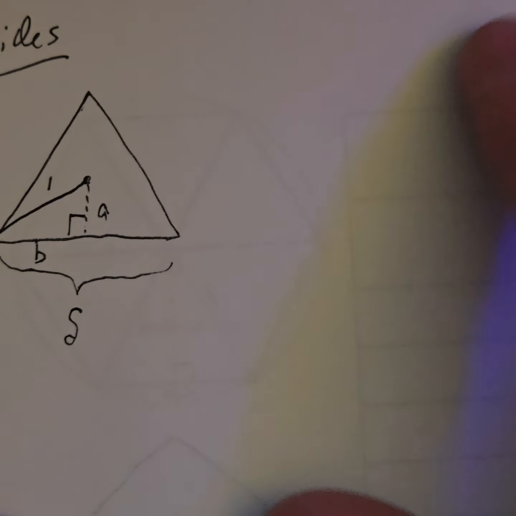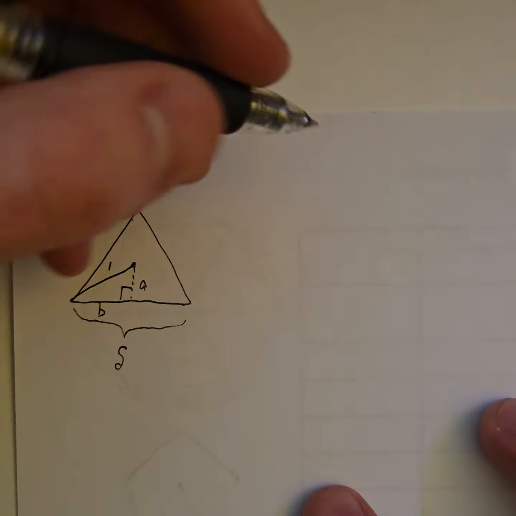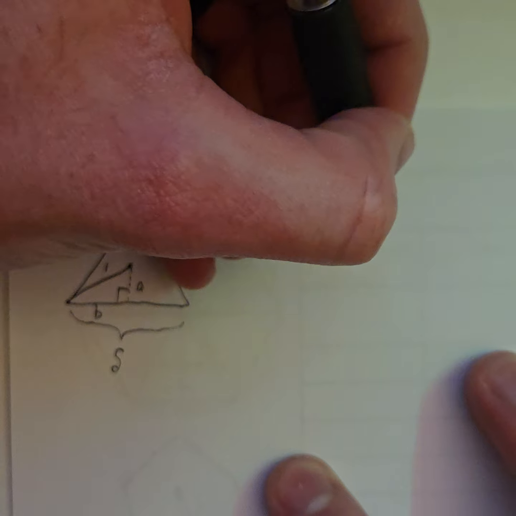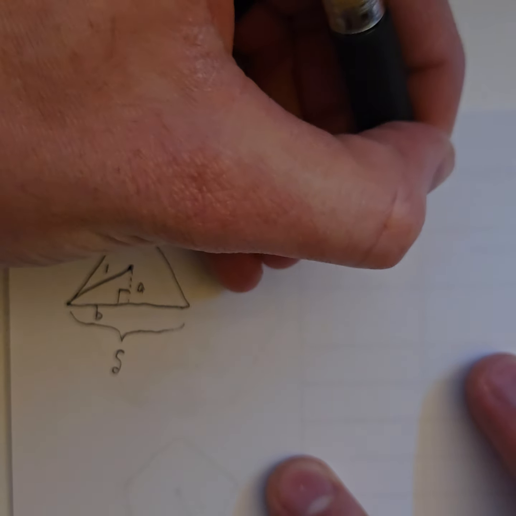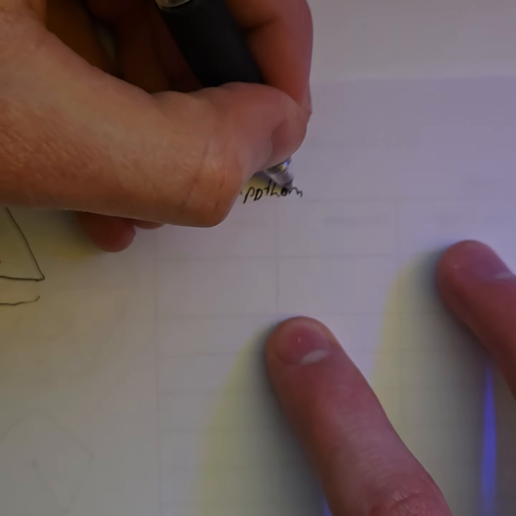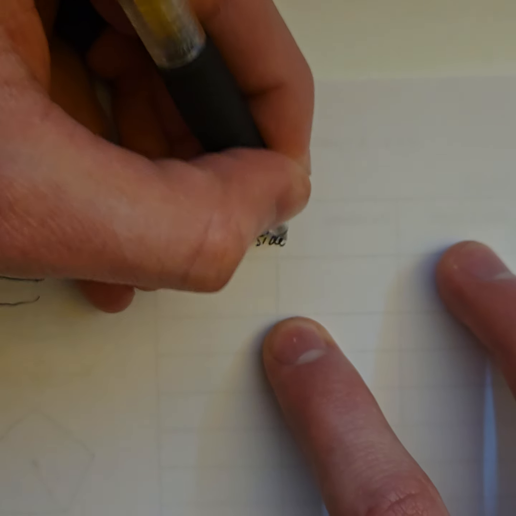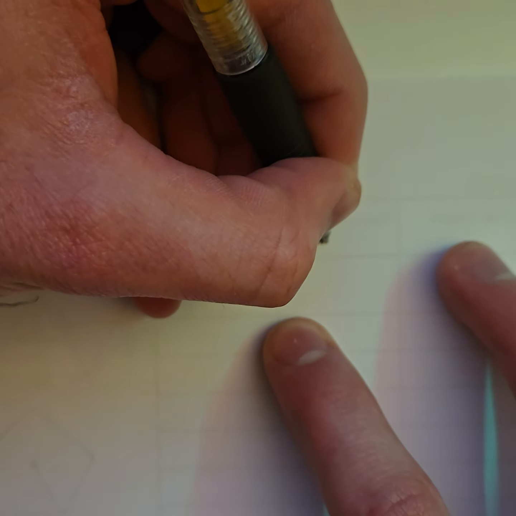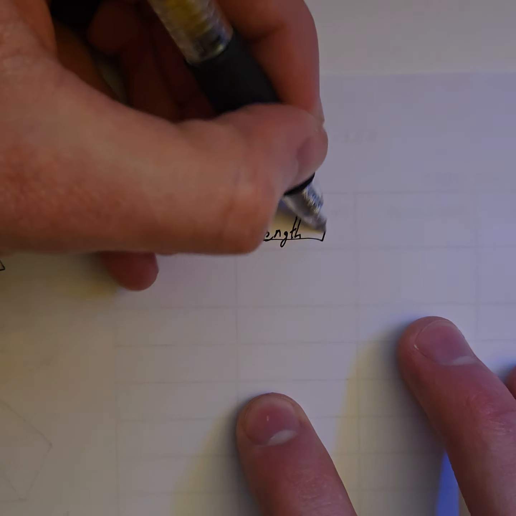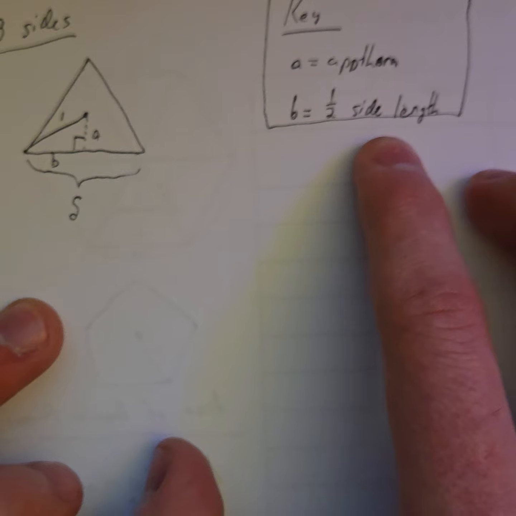Okay, so let's make a little key off to the side here. So on this page, A is going to stand for apothem. Okay, A stands for apothem, and B is going to stand for half of the side length. Those are the two letters we're going to use. That'll be our key. We'll keep that up there. So A is for apothem, B is for half the side length.